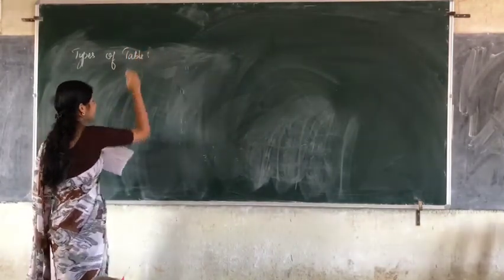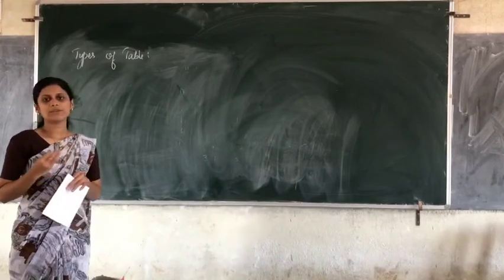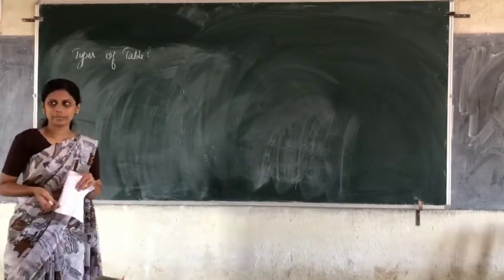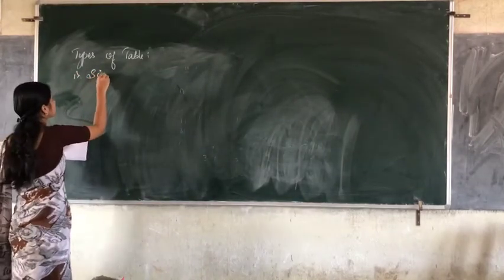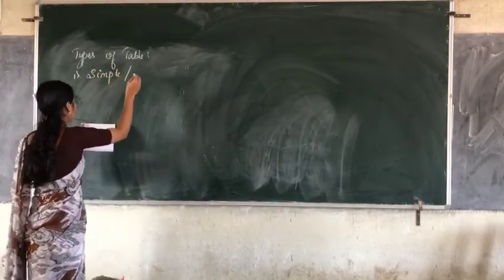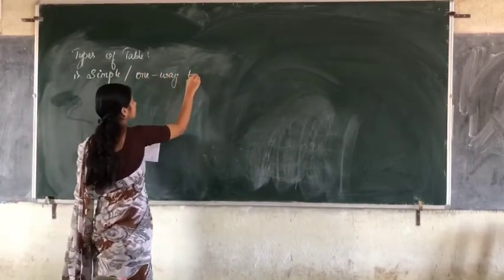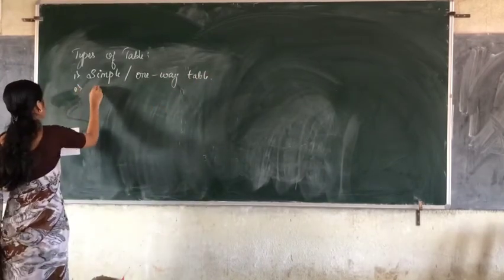See how we have seen the types of classification. Similarly, there are majorly three types of table. First one is simple or one-way table. Secondly, two-way table.